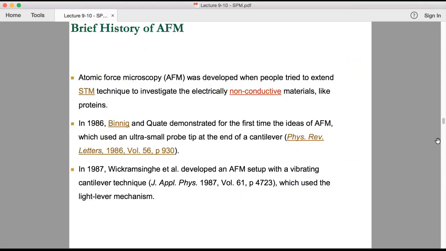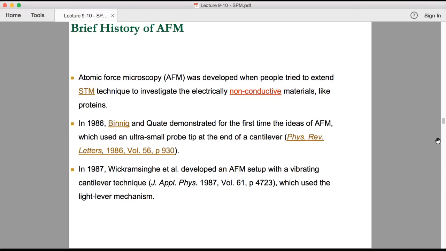Right. The next family of scanning probe microscopy is the AFM. AFM stands for atomic force microscopy. AFM was developed when people tried to extend the scanning tunneling microscope to investigate electrically non-conductive materials like biological samples. In the STM, it was crucial to have both the tip and the sample conducting. But here, if you have a non-conducting sample, you can use the AFM, where we use atomic forces.